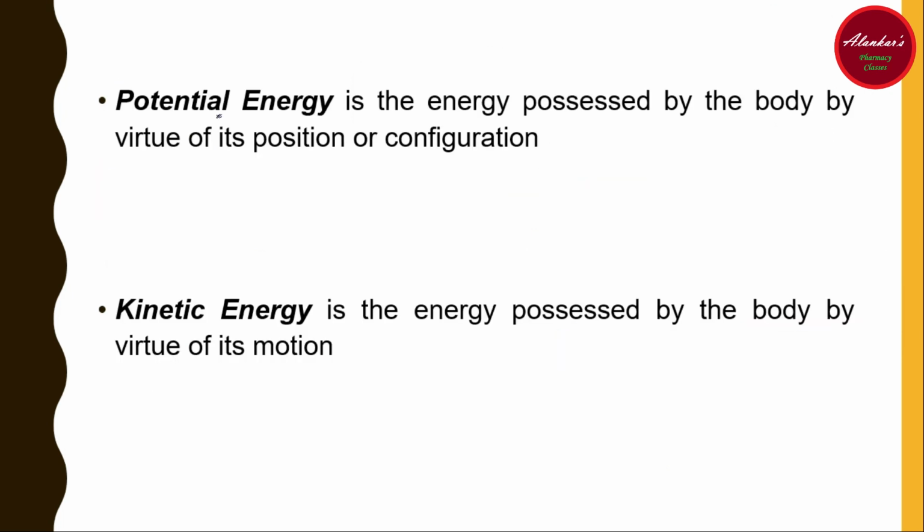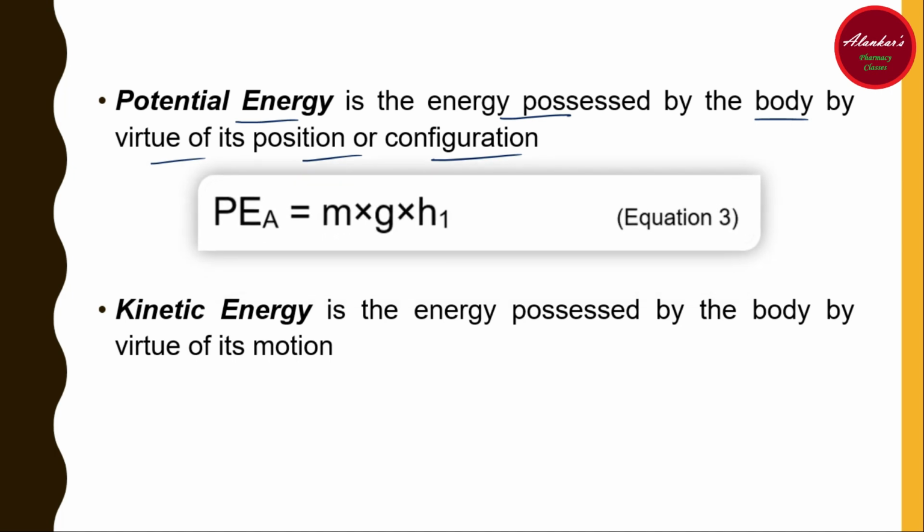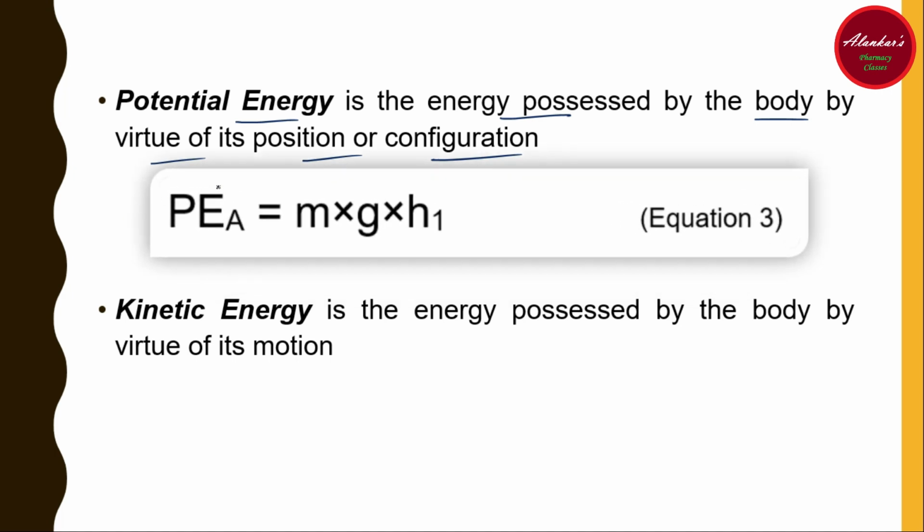Potential energy, as we know, is the energy possessed by the body by virtue of its position or configuration. So potential energy in this case at point A will be equal to the mass multiplied by the acceleration due to gravity multiplied by h1, which is the height of the column at point A. Now let us assume that this is equation 3.